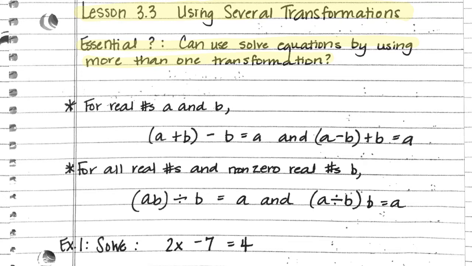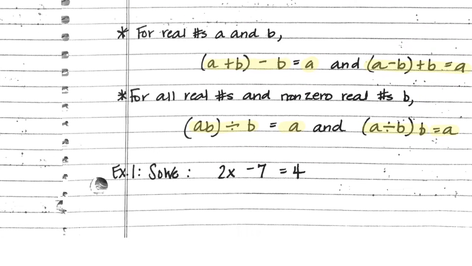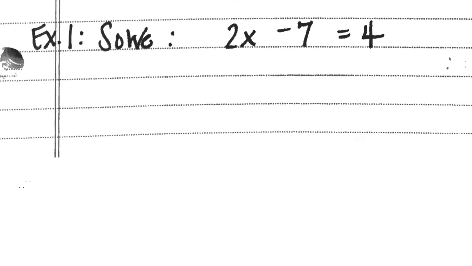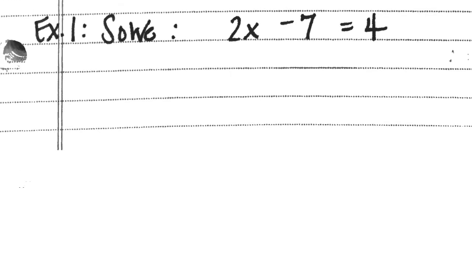For real numbers a and b, a plus b minus b equals a, and a minus b plus b equals a. For all real numbers a and non-zero real numbers b, ab divided by b is a, and a divided by b times b is a. Now, that's not really how we do it. And remember, we can always check these like we checked the last.